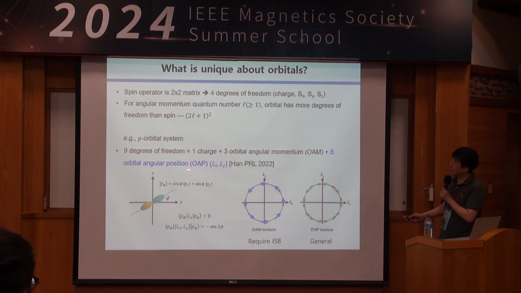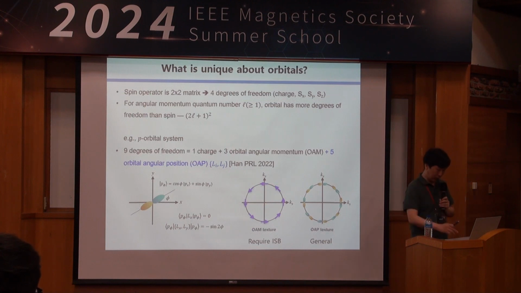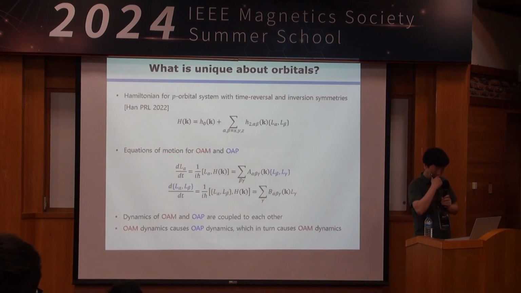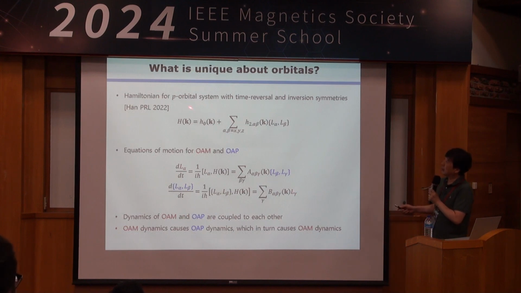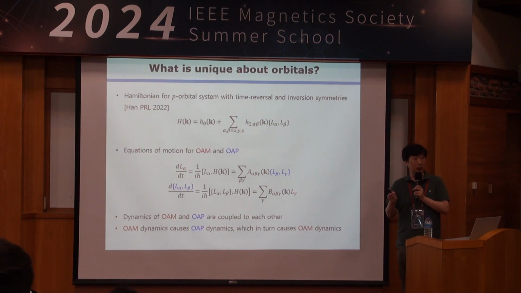There are 5 more. Actually, these 5 more components are the OAP components, the anti-commutation of Li and Lj. And in the previous part, I explained that this OAP always exists in your solid. Then the Hamiltonian of a p orbital system can be generally described by this simple form. H0 is the orbital independent part, and this is the orbital dependent part. Here H2 describes the hopping between different orbitals.